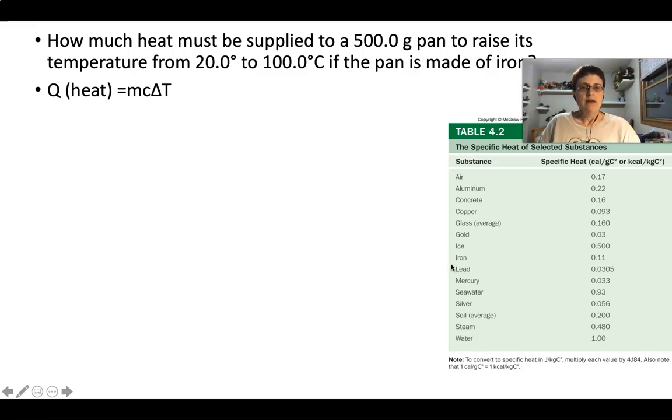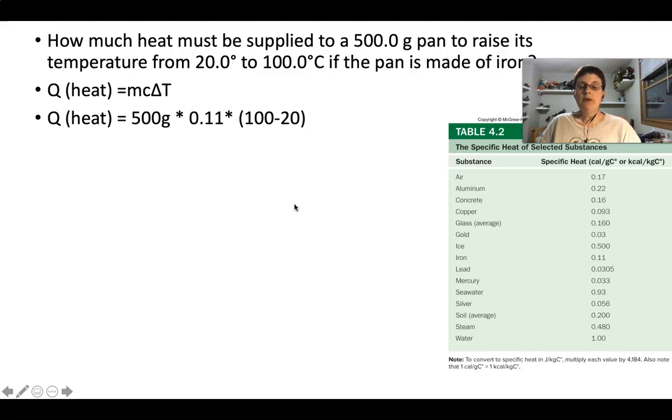So if we look here, iron has a specific heat of 0.11, and we know it's calories with a little c because we're working with grams since our mass is in grams. If our mass was given to us in kilograms, then we'd be working with kilocalories, or calorie with a big C. So we know our specific heat is 0.11.